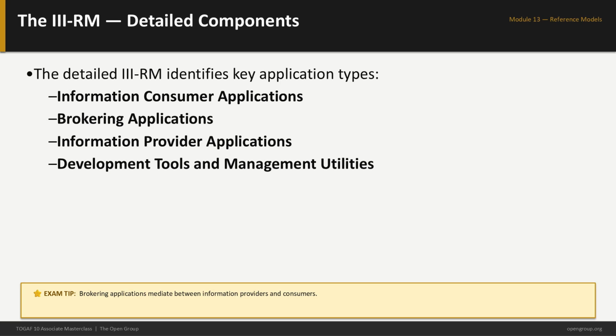Going a level deeper, the detailed 3RM identifies some key application types. There are information consumer applications, which use information. There are information provider applications, which supply it. And sitting between them are brokering applications, which mediate between the providers and the consumers, matching demand with supply. The model also includes development tools and management utilities. The one to single out for the exam is the brokering application. Its role is to mediate between information providers and information consumers, which is the very heart of enabling information to flow. Provider, broker, consumer, the triad captures the 3RM's information flow logic.